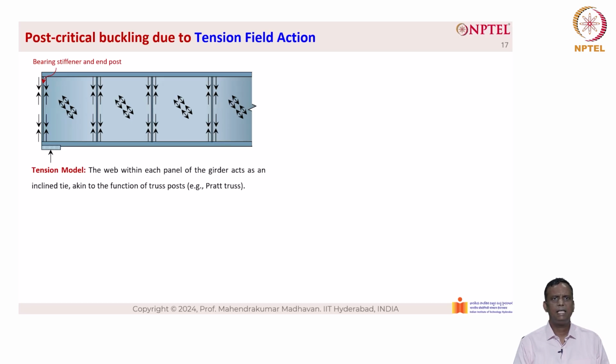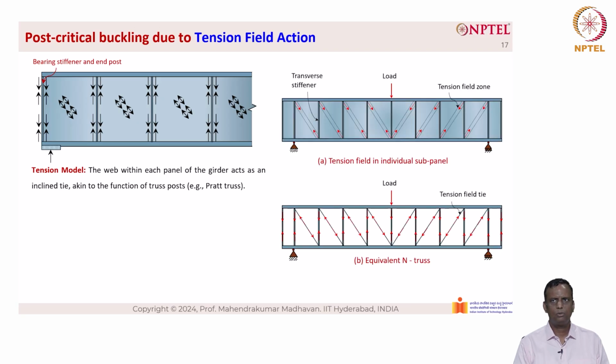The web within each panel of the girder acts as an inclined tie, akin to the function of a truss post, basically a Pratt truss. So if you look at the right hand side, you can see the formation of tension field band in individual sub panels. This is due to the appropriate position of the transverse stiffener. When the transverse stiffeners are positioned such that the distance between the transverse stiffeners is equal to the depth of the girder, you get the maximum benefit of tension field action. And you can see that as long as the panel is square, you can get more capacity, as you can see.